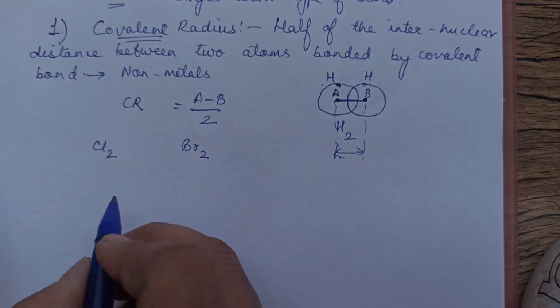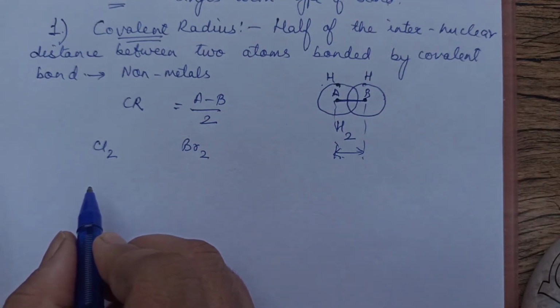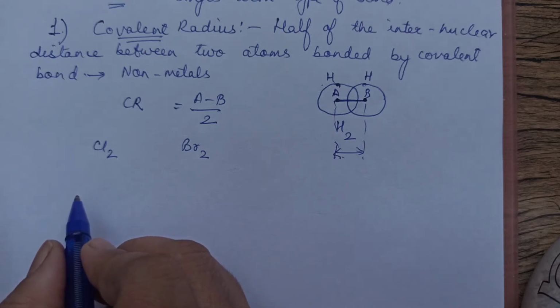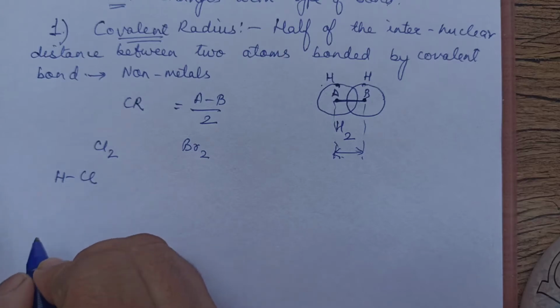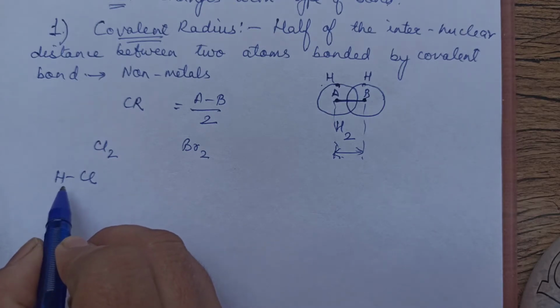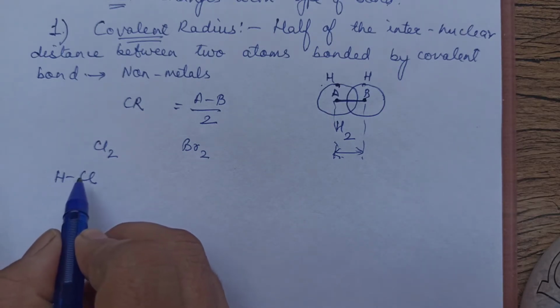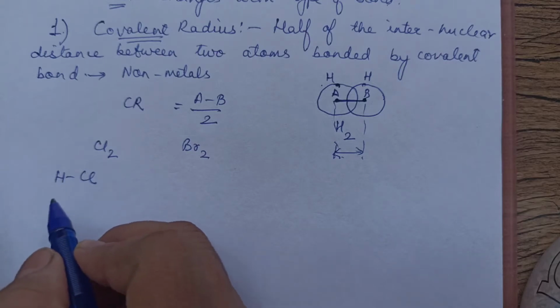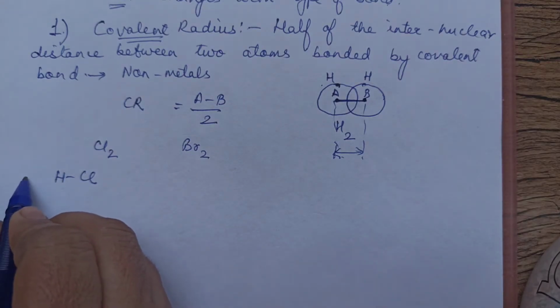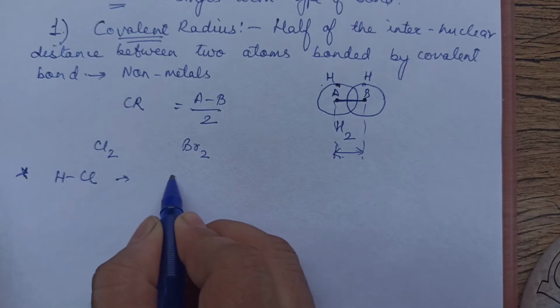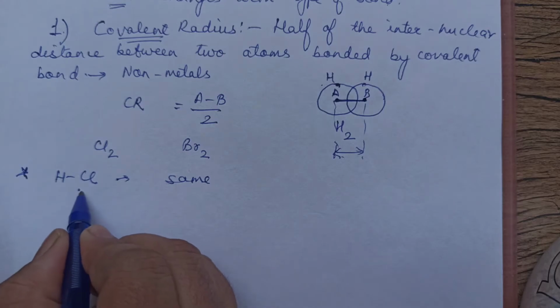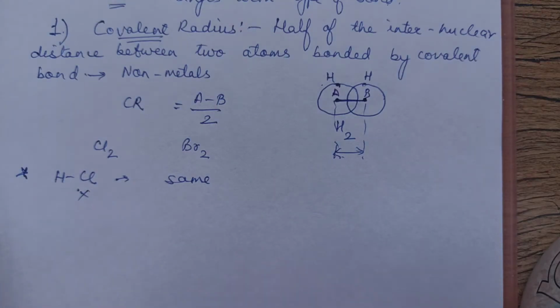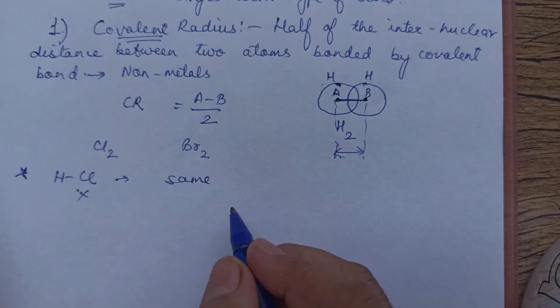Suppose I have to calculate for an example where the two atoms are not the same, for example HCl. HCl also has a covalent bond. Don't think it is H+ and Cl-. It has a covalent bond. So we cannot divide the internuclear distance by 2 because the two atoms are not the same. So the first condition here is that the two atoms should be the same. Otherwise, the covalent radius calculated will not be right. Got it?